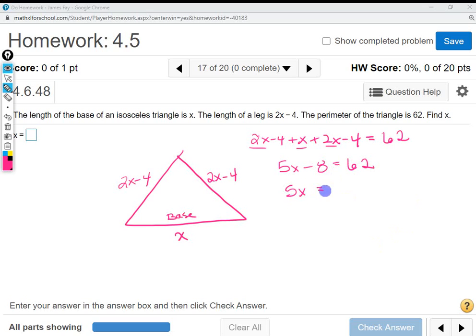Add 8 to that, and then divide by 5. So how many times is 5 going to 70? 14. Okay. So this would be 14. This would be, what, 28 minus 4, so 24? That would be 24. If we add those together, we get 62. Oh, yeah, that was definitely way easier than I thought.